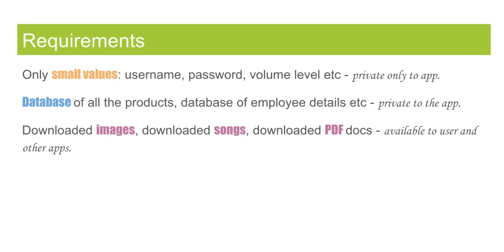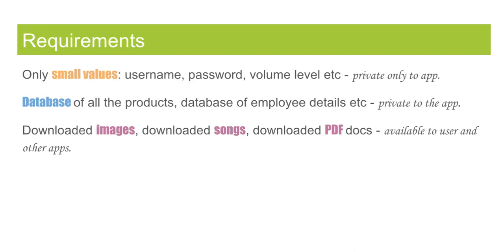First is only small values like username, password, volume level, ringtone, type, etc. These are small values, and these can be represented by primitive values, and these are also private to the app. No other app needs to know whether you have turned your app notifications in your WhatsApp app off or on.